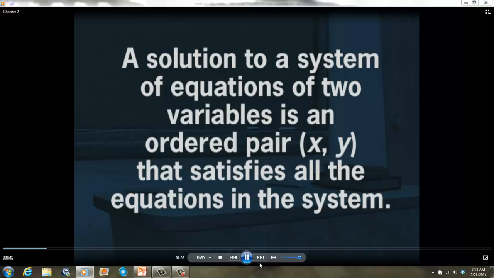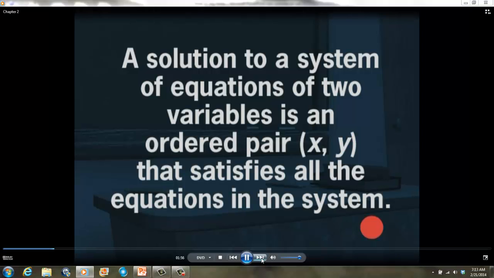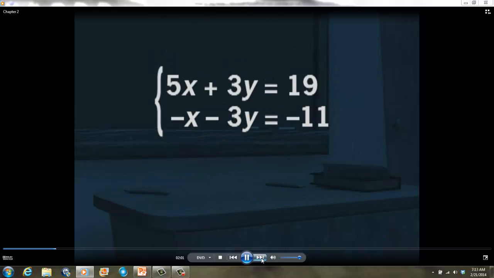Remember from our previous lesson that a solution to a system of equations of two variables is an ordered pair (x, y) that satisfies all the equations in the system. In the previous lesson, we graphed the equations and found the solution. Today we will use our algebra skills to solve systems without graphing. Let's look at a system of equations and find its solution algebraically by eliminating one of the variables.